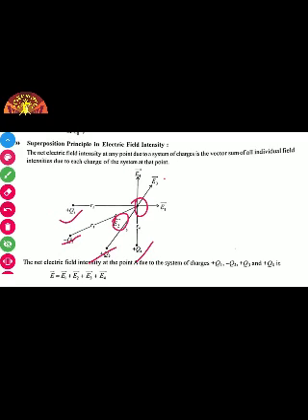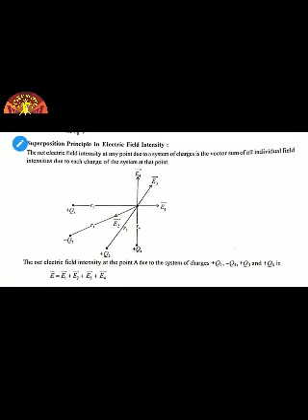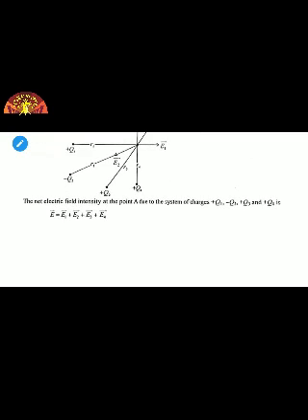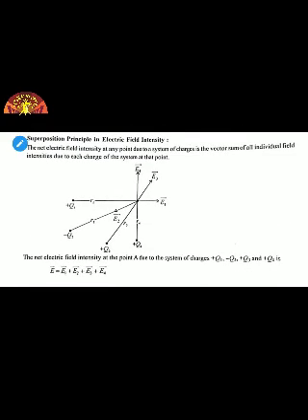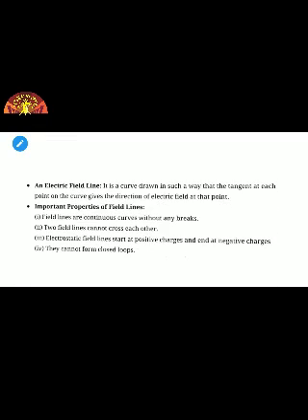Okay, so the superposition principle says that the resultant electric field at any particular point due to a system of charges would be the vector sum of the individual electric field intensities. As you can see over here, E equals E1 plus E2 plus E3 plus E4. So, superposition principle, I hope it is clear. Like when we talked about the force, the resultant force was the vector sum of the individual forces, and for electric field intensity, it is the vector sum of electric field intensities due to individual charges. So that's the superposition principle in this case.